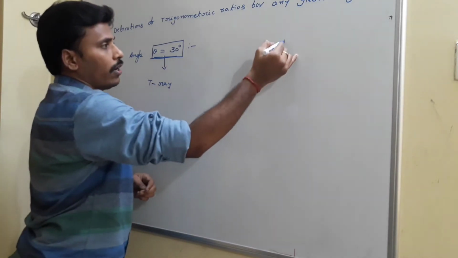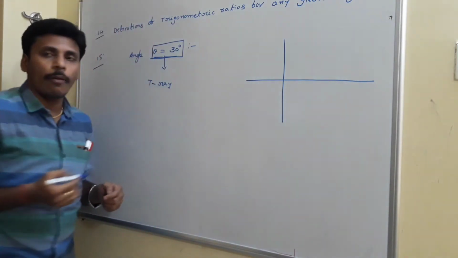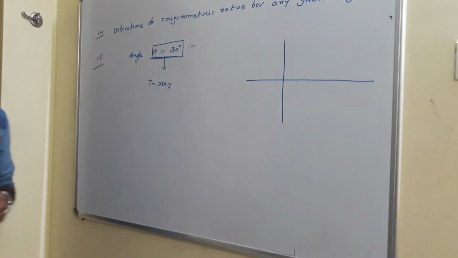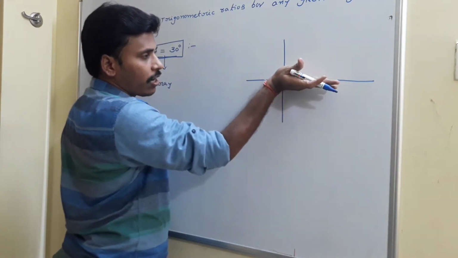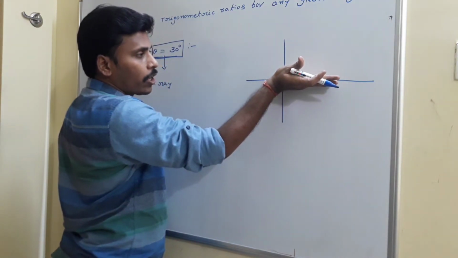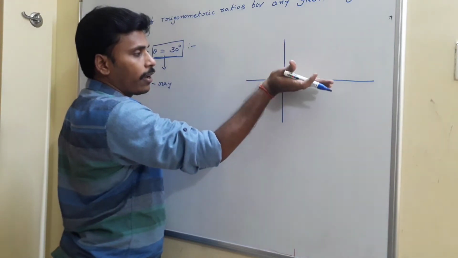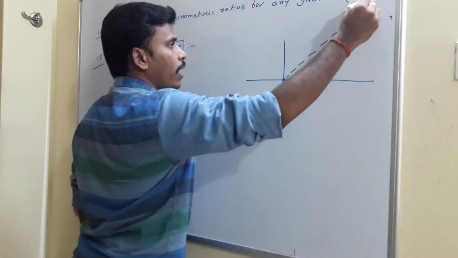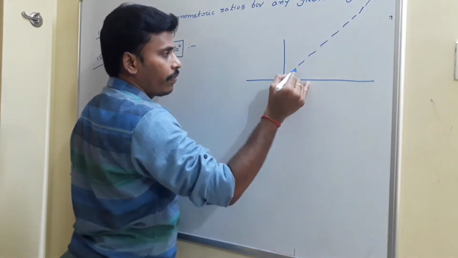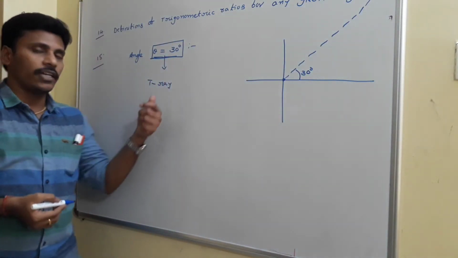Just look here. This is the coordinate system. To find the trigonometric ratios for an angle of 30 degrees, you need to draw the corresponding terminal ray. If this is the initial ray, you need to rotate it by an angle of 30 degrees to locate the terminal ray. This is your terminal ray, and this angle is 30 degrees.